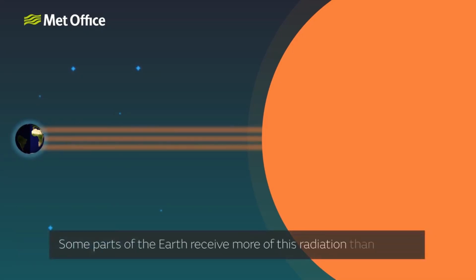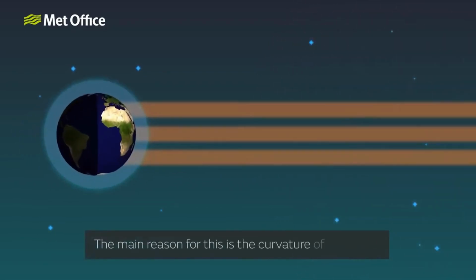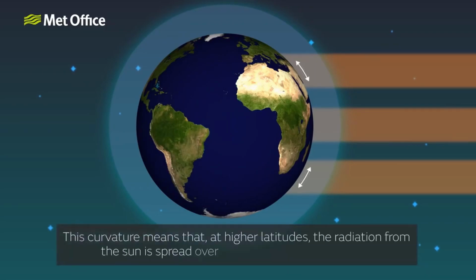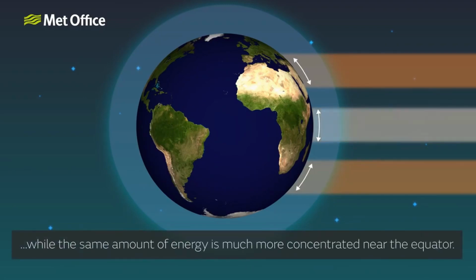Some parts of the Earth receive more of this radiation than others. The main reason for this is the curvature of the Earth. This curvature means that at higher latitudes, the radiation from the sun is spread over a much larger surface area, while the same amount of energy is much more concentrated near the equator.